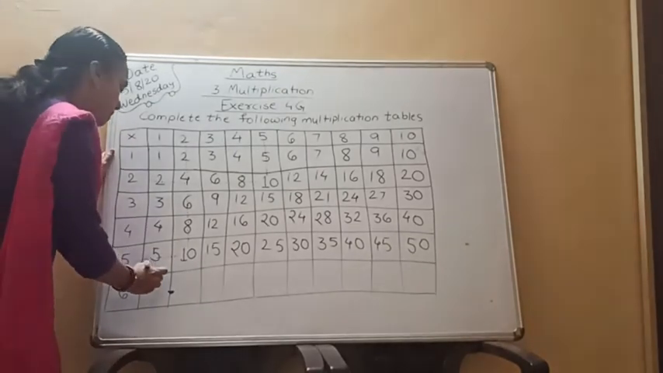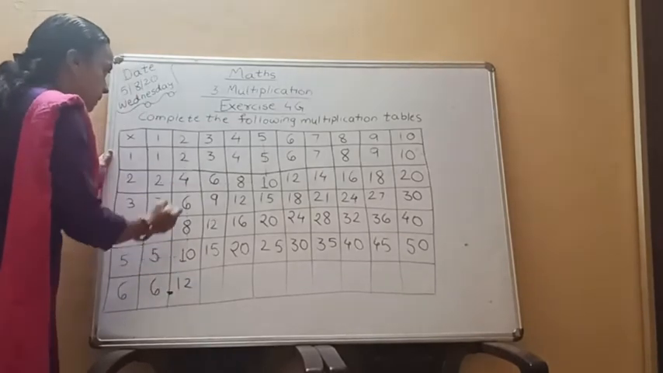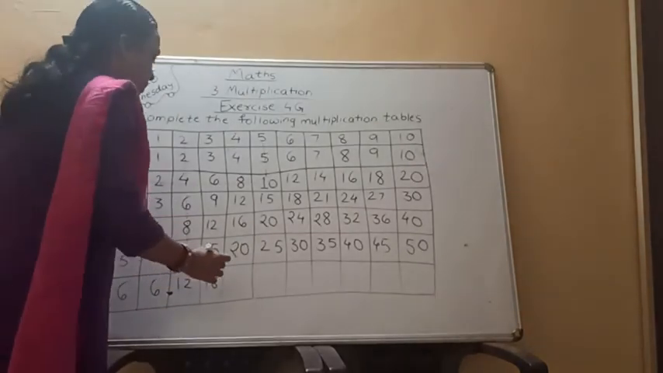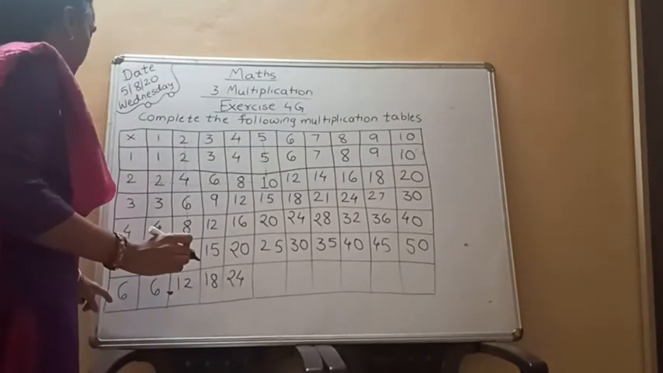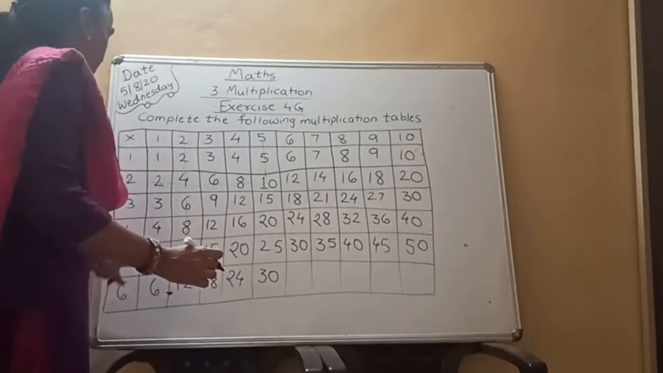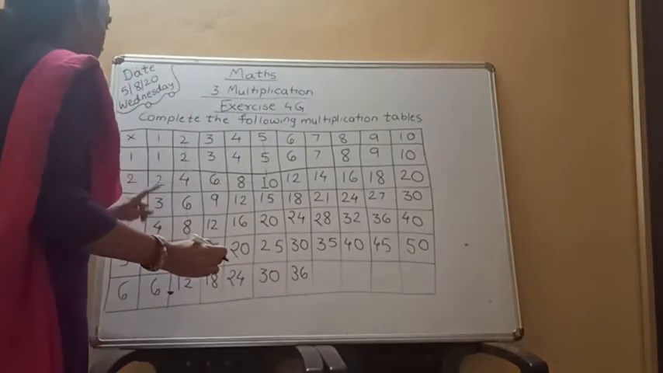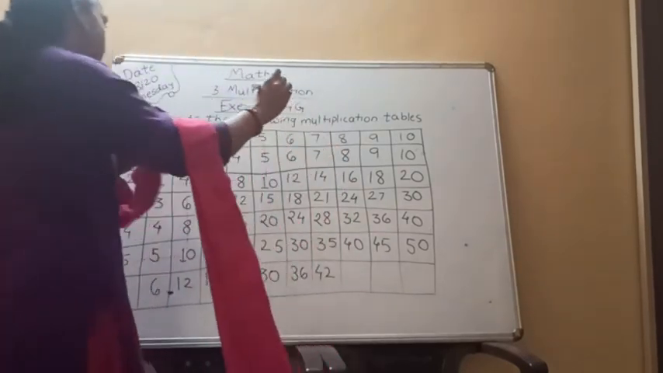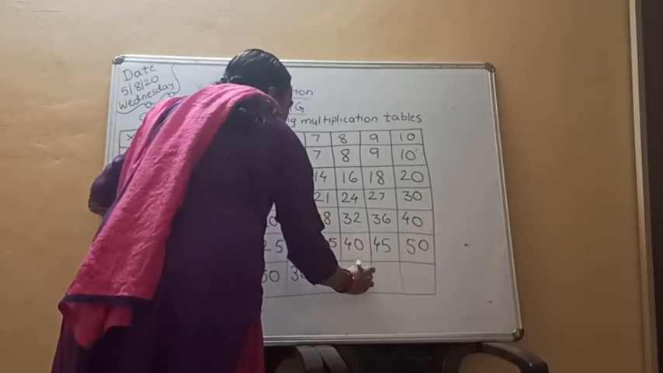6 ones are 6. 6 multiplied by 2, 12. 6 multiplied by 3, 18. 6 multiplied by 4, 6 fours are 24. 6 multiplied by 5, 6 fives are 30. 6 multiplied by 6, 6 sixes are 36. 6 multiplied by 7, 6 sevens are 42. 6 multiplied by 8, 6 eights are 48.